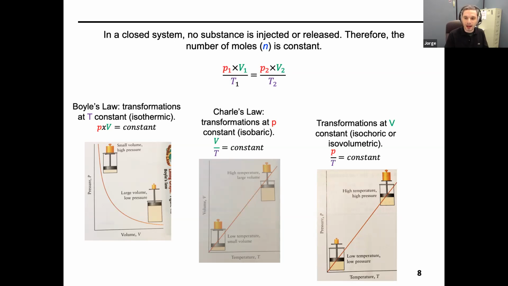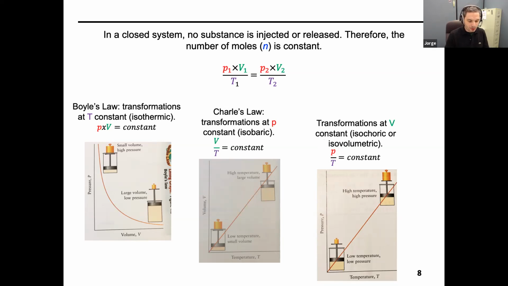Isovolumetric transformations, we are going to keep the volume constant. And always look at the word isovolumetric. That's very easy. Iso is always equal, and volumetric comes from volume. The fancier name here, same thing. Iso equals, and choric comes from chorus, which means volume.